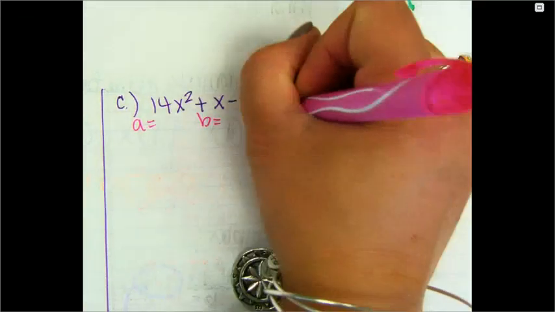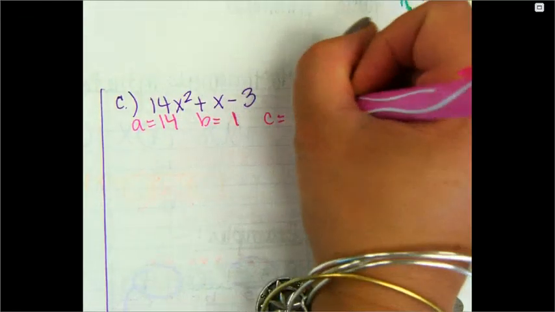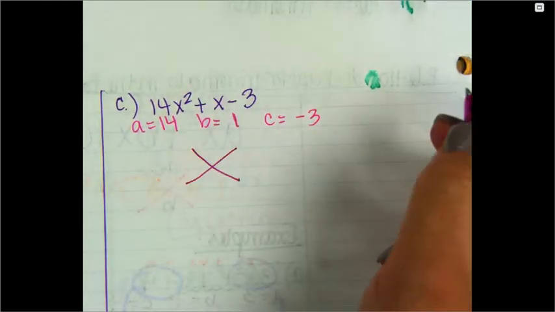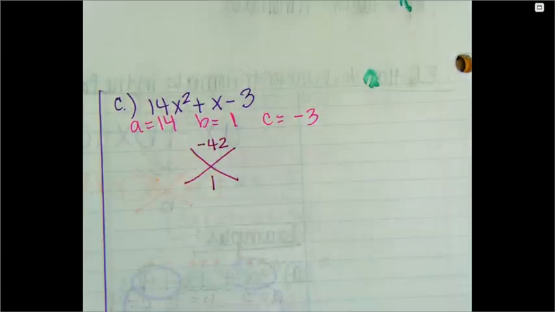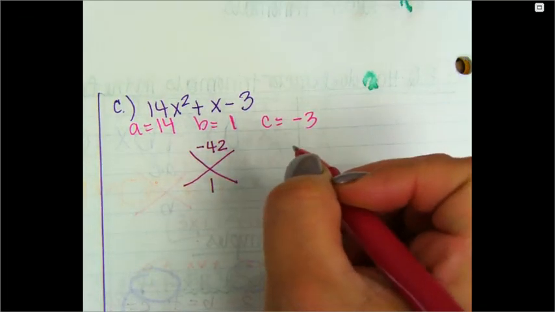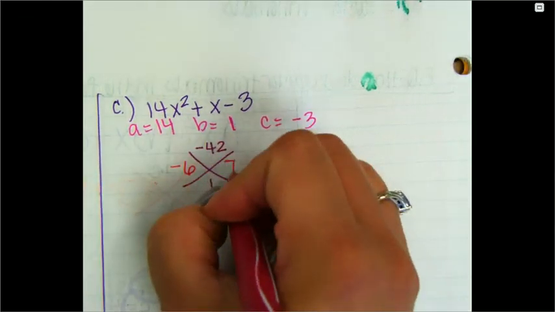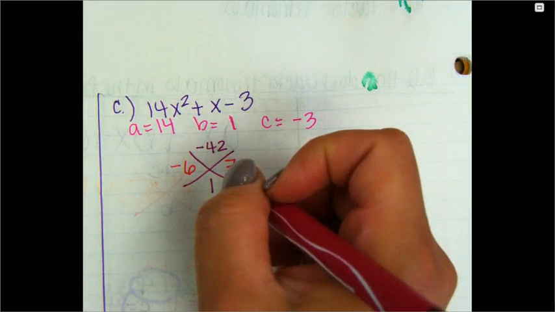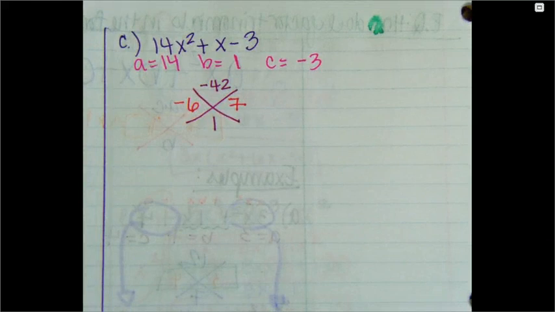Can you tell me what A, B, and C are? 14, 1, negative 3. Very good. Can you tell me what goes on top of the X? Negative 42. Can you tell me what goes on the bottom? Alyssa, can you tell me your side numbers? Negative 6 and 7. Is that a question or a statement? I'm going to go with the statement. Okay, good. Negative 6 and positive 7 are your two side numbers, yes?